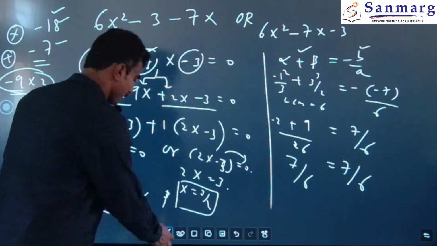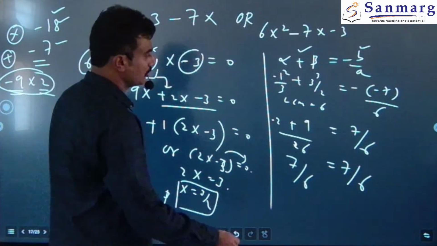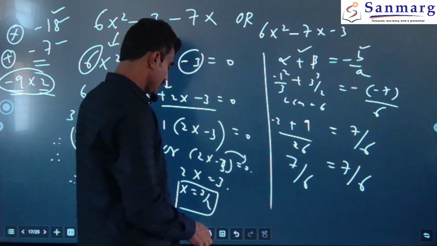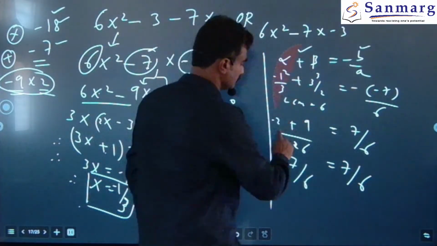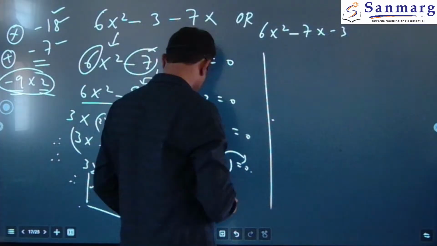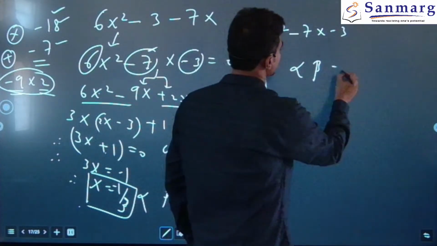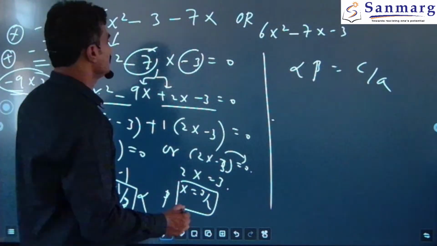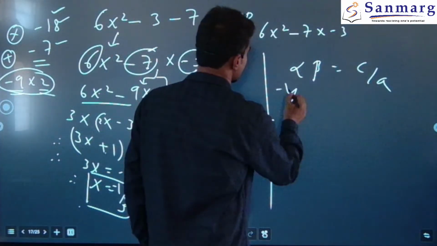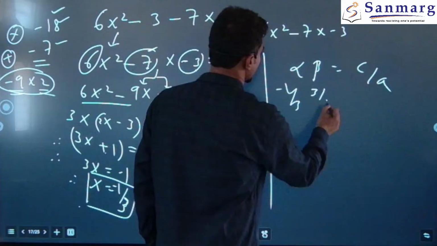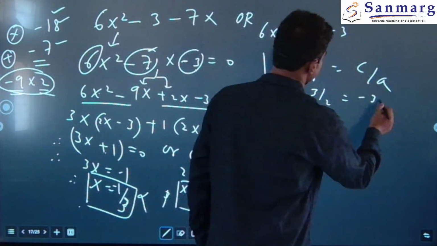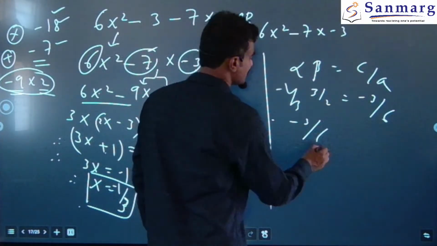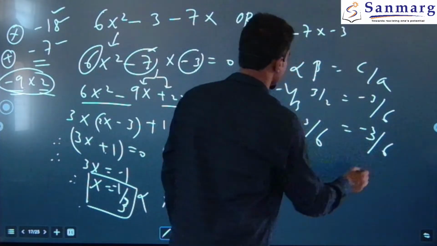There is one more relation. As I told you, we can also find out alpha into beta. Alpha into beta is equal to c by a. Alpha into beta will always be equal to c by a. So alpha is minus 1 by 3, beta is 3 by 2. This should be equal to c by a. C is minus 3, a is 6. If we multiply, we will get minus 3 by 6. Right hand side, there also we will get minus 3 by 6.